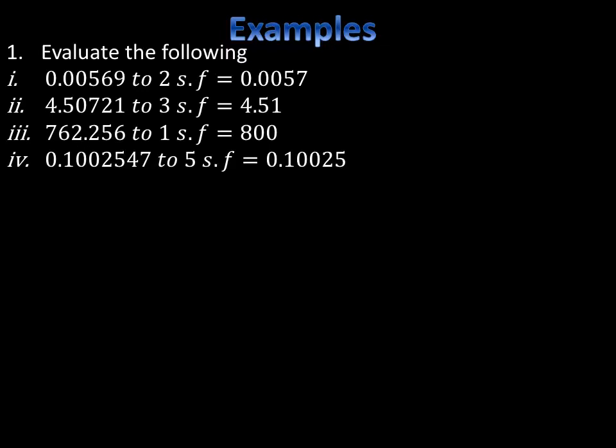The fifth question we have here is 60.5941 to 4 significant figures. 6 is a digit, 0 is another digit, 5 is another digit, 9 is another digit, but what is after 9 is 4, which is not up to 5. So we are going to round it off to 0. So our answer will be 60.59.